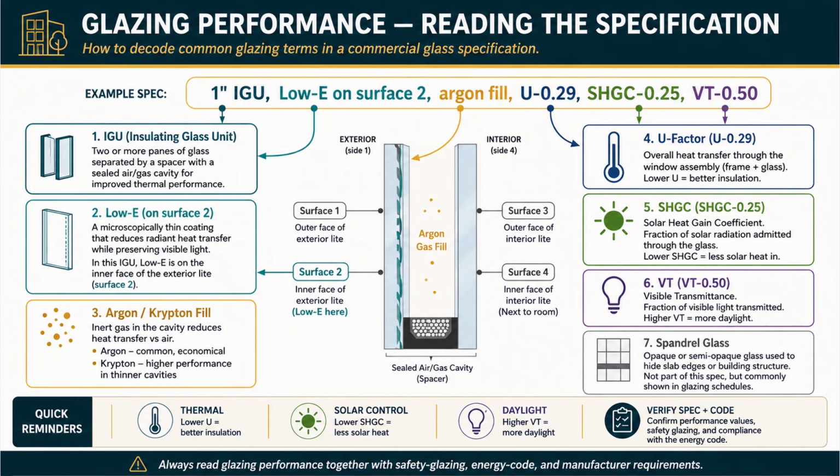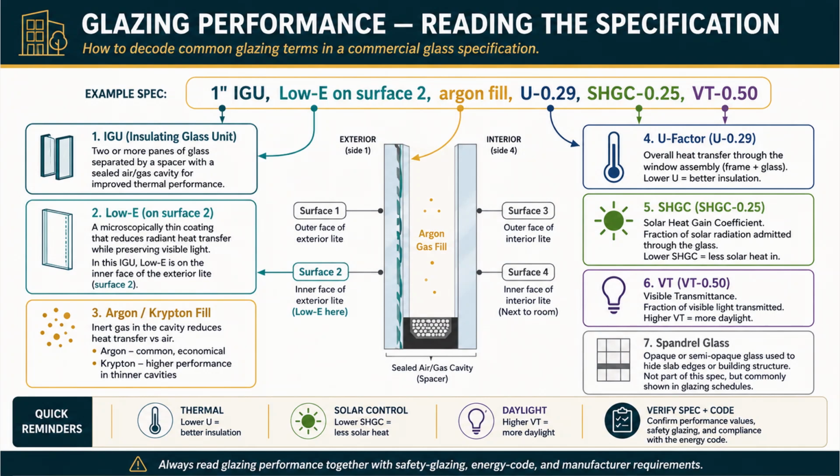Second, low E on surface 2. Low E is a microscopically thin coating that reduces radiant heat transfer while preserving visible light. The spec tells you exactly where it goes. Surface 2, the inner face of the exterior light. In a hot climate, putting the low E coating on surface 2 helps reject solar heat before it gets deep into the assembly. The surface number isn't trivia, it changes the performance.